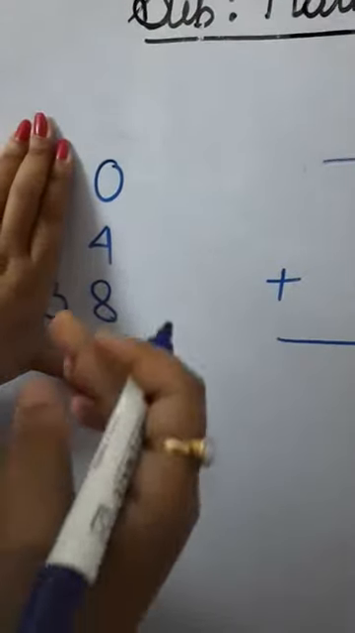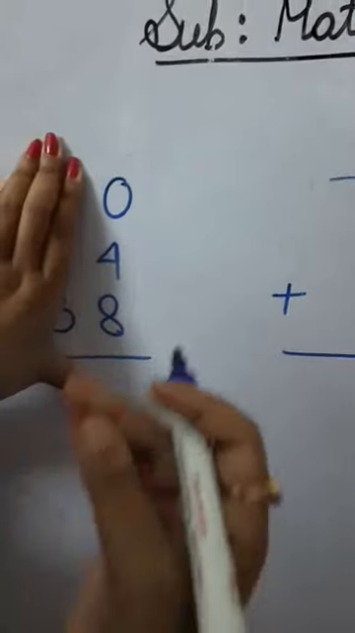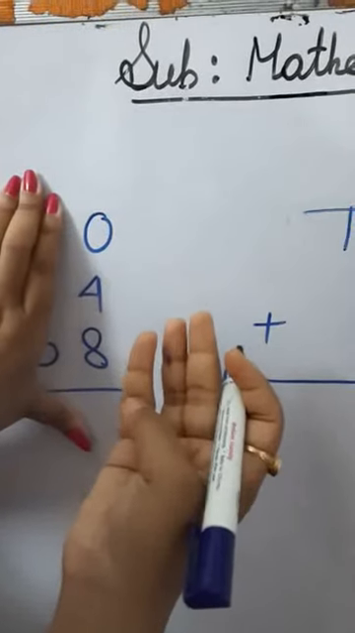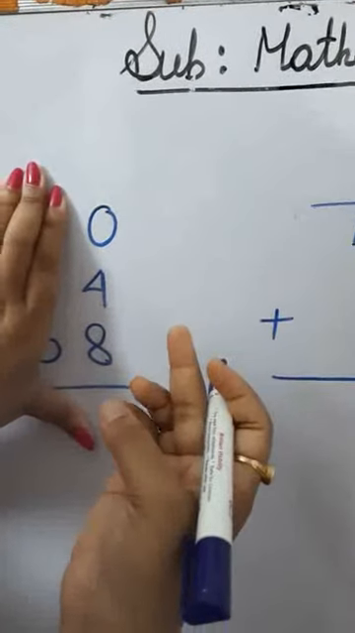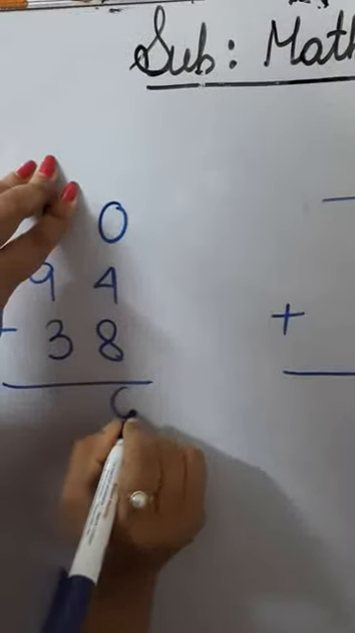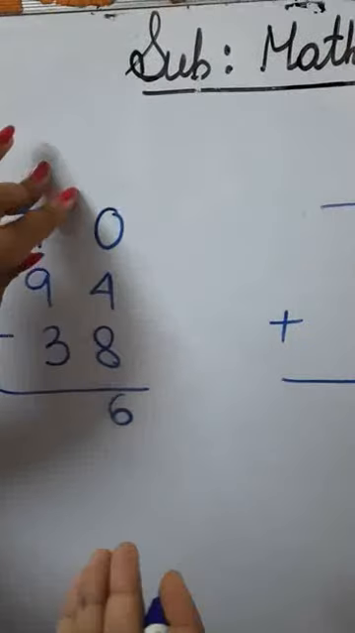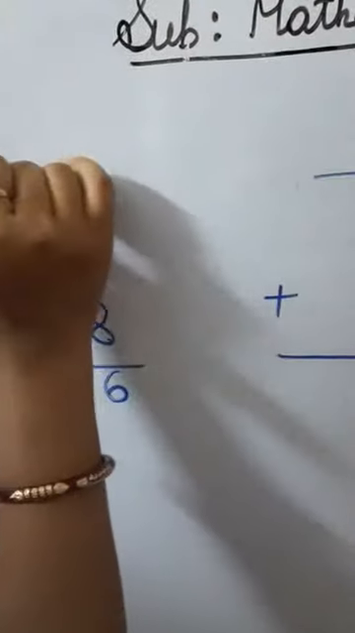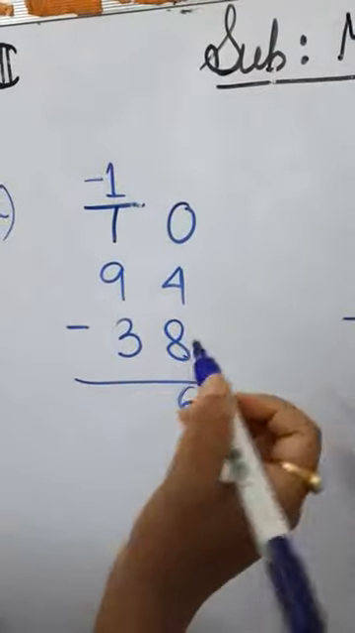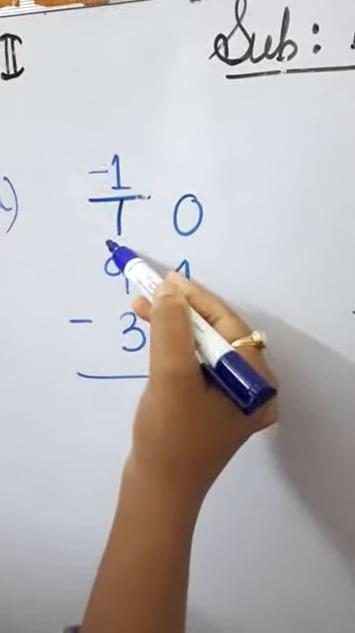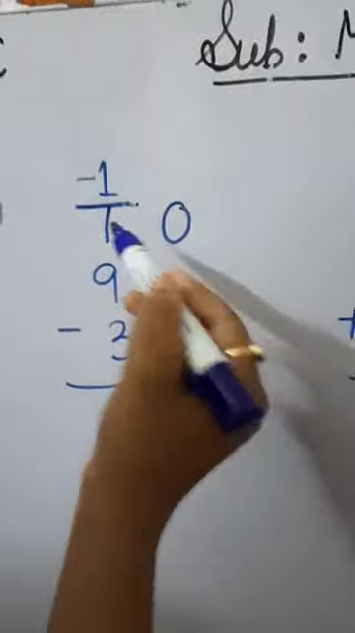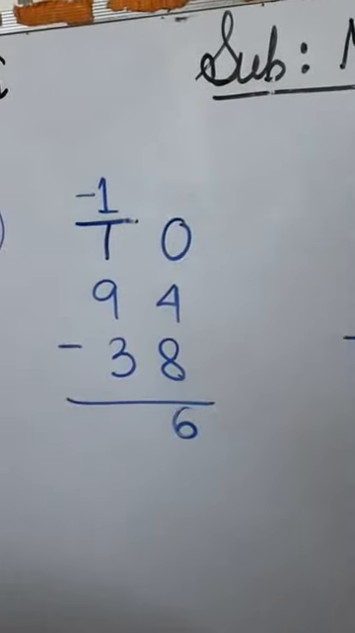And after 8, we have to count how many numbers there are up to 14. That is 9, 10, 11, 12, 13, 14. 6 we have to get. And here we have to write -1, because we already borrowed 10 from the 10's place to the 1's place. That is why we have to write the -1.